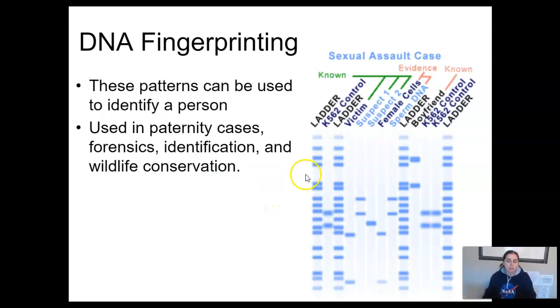These patterns can be used to identify persons. So if you have a matching set, then you can say, okay, those two are identical, versus this suspect does not match the latter specimen. Okay, so that's how you can figure it out.